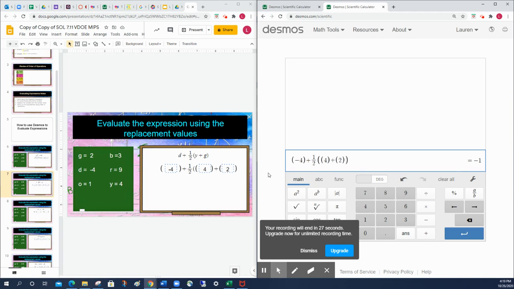Okay, so it's that simple. If you're stuck with orders of operation, or especially dealing with those negative integer values, multiplying and adding them together, you want to go ahead and use the Desmos calculator. At this point, there is no reason to get your evaluating expression problems incorrect, because we have a tool.